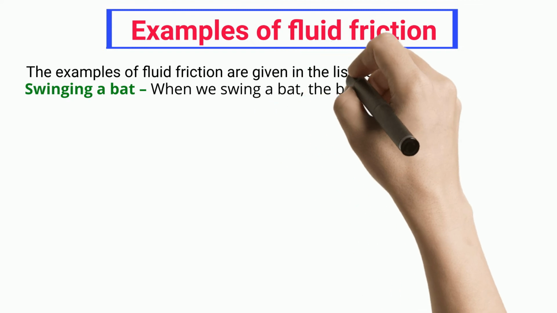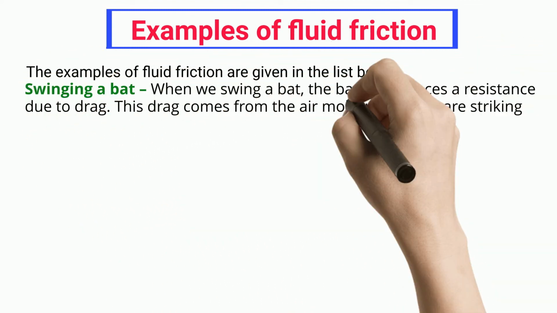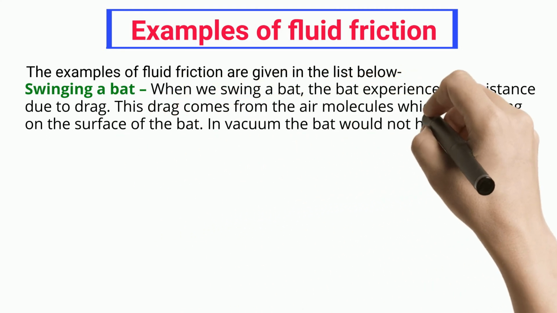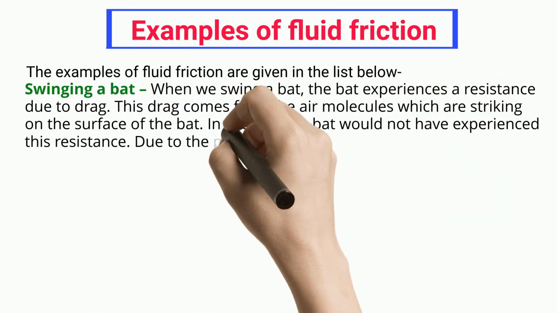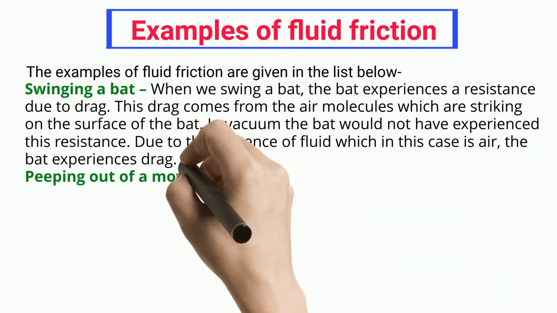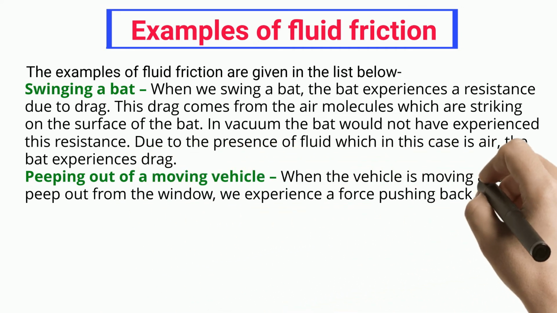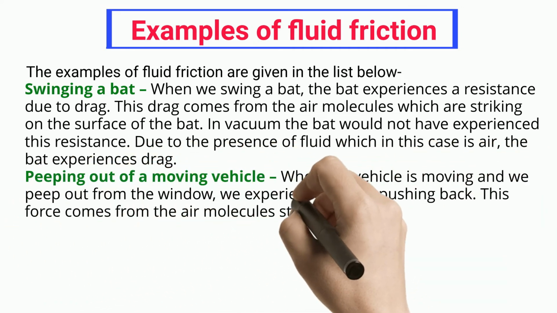Swinging a bat. When we swing a bat, the bat experiences a resistance due to drag. This drag comes from the air molecules which are striking the surface of the bat. In a vacuum, the bat would not have experienced this resistance. Due to the presence of fluid, which in this case is air, the bat experiences drag.